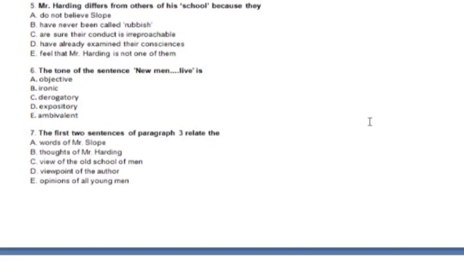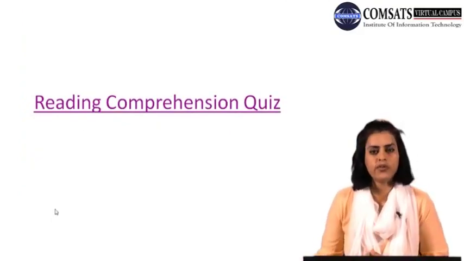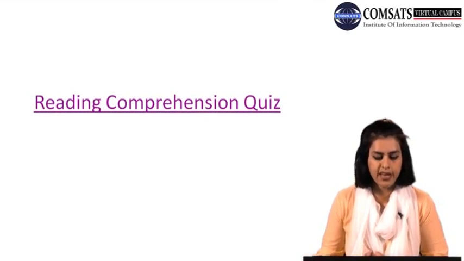Question number seven is, the first two sentences of paragraph three relate to A. words of Mr. Slope, B. thoughts of Mr. Harding, C. view of the old schoolmen, D. viewpoint of the author, E. opinions of all young men. So that was your reading comprehension quiz. I hope that you are going to do it better after reading and rereading the text again and again.